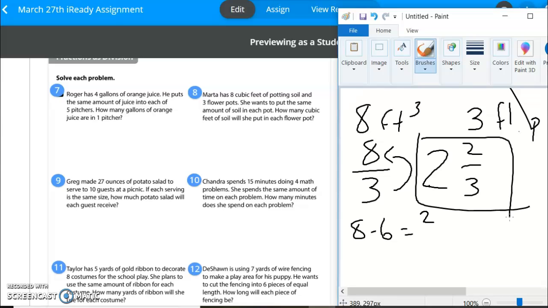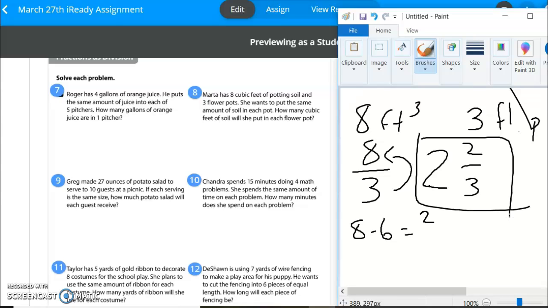Each one of these problems is the same. So if you can put the whole on the bottom, the part on the top, and then make it a simplified fraction, you will be fine.